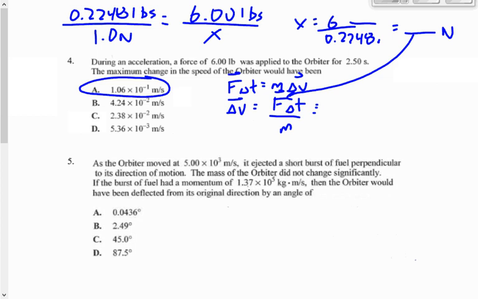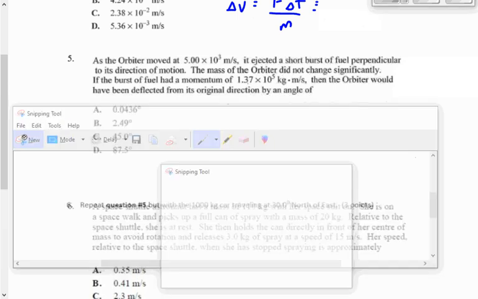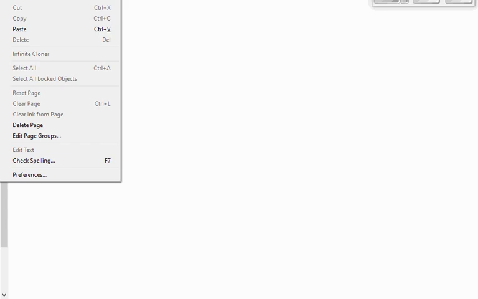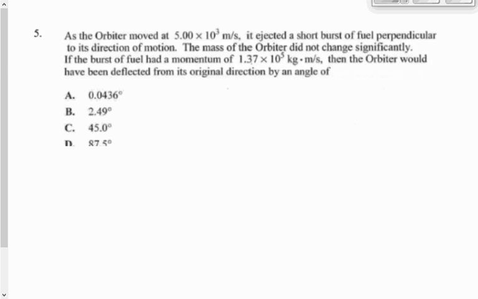5. As the orbiter moved at 5,000 meters per second, short burst of fuel, direction perpendicular to its motion. I'm going to just make a little bit of space for this one. I need some more space to work. All right. So, listen, it doesn't matter which way it's going. This is one of those perpendicular things. I think this happens tomorrow, by the way, when you're not given directions, it just says perpendicular. You get to choose, right, as long as they're 90 degrees, as long as they're normal to each other.